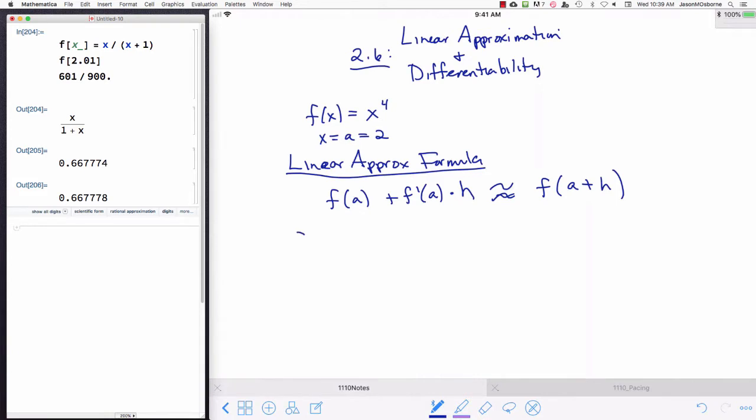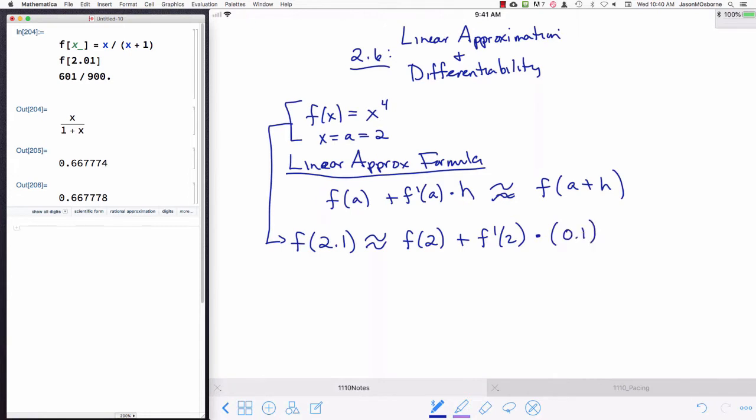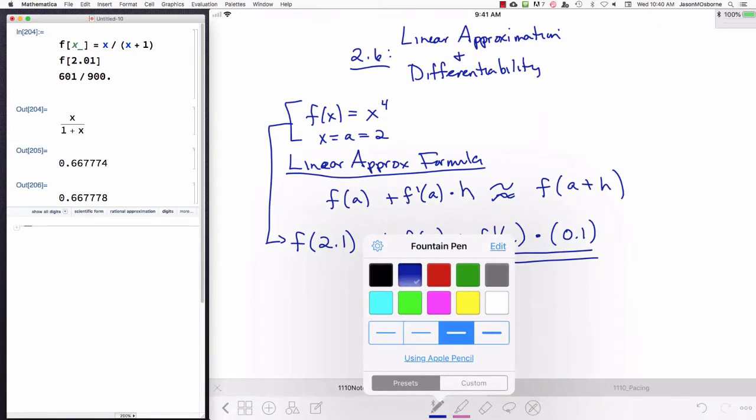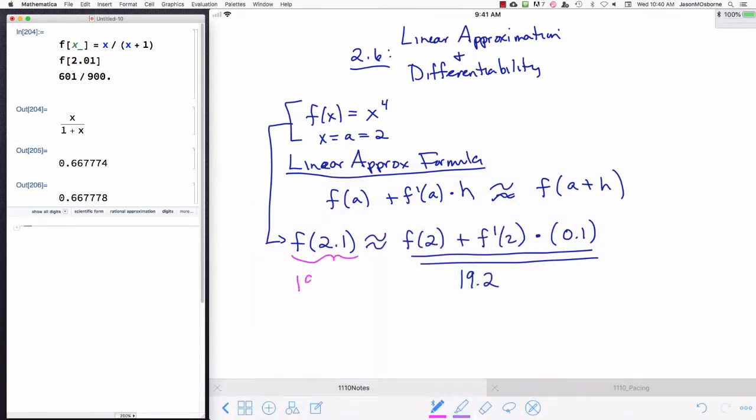So for example, we were asked to find an approximation for f of 2.1, and we showed that that was the function evaluated at 2 plus the derivative of the function at 2 multiplied by your h value, which is 0.1. And we showed that the result of that computation was 19.2, and the exact answer was 19.4481, and those are in the ballpark of each other.